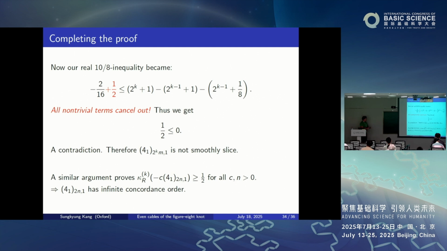Okay, after all these computations, we got a contradiction. And therefore, any even cable of figure eight is not smoothly slice.